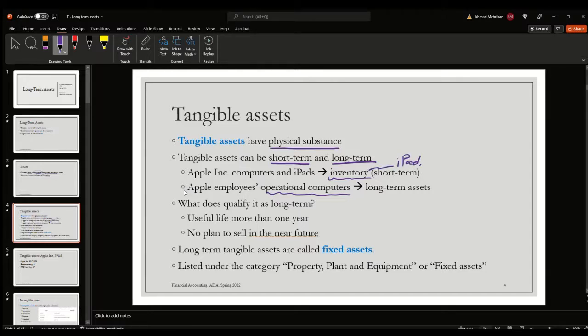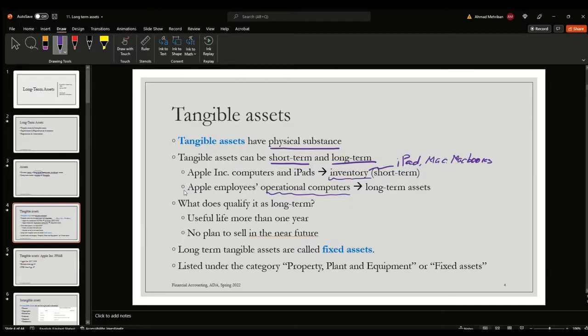Technically speaking, the iPad itself is actually a long-term asset. However, for Apple Corporation, if it is viewed as inventory, it's going to be short-term. The same goes for Mac computers, MacBooks. These are all inventory and therefore short-term assets.